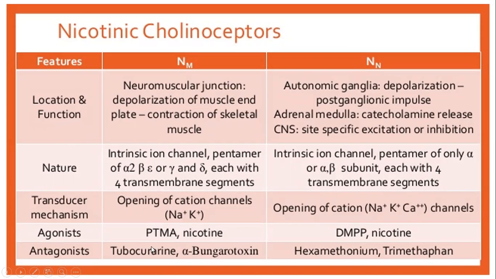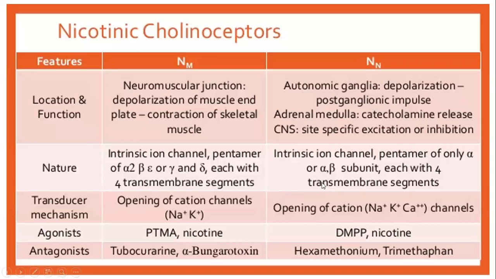The antagonists of NM are tubocurarine and alpha-bungarotoxin. These are the two antagonists. So these two drugs inhibit the NM type of receptors.